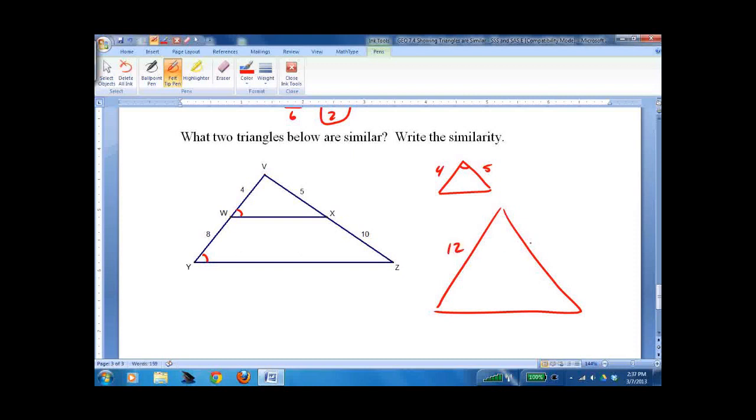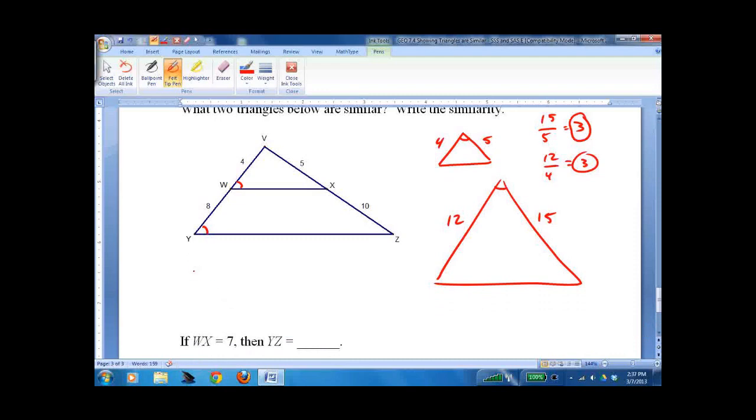This would be 12 and this would be 15. So we have a congruent angle in between. 15 over 5 is 3. 12 over 4 is 3. So scale factor is 3. And we can say triangle VWX is similar to triangle VYZ.